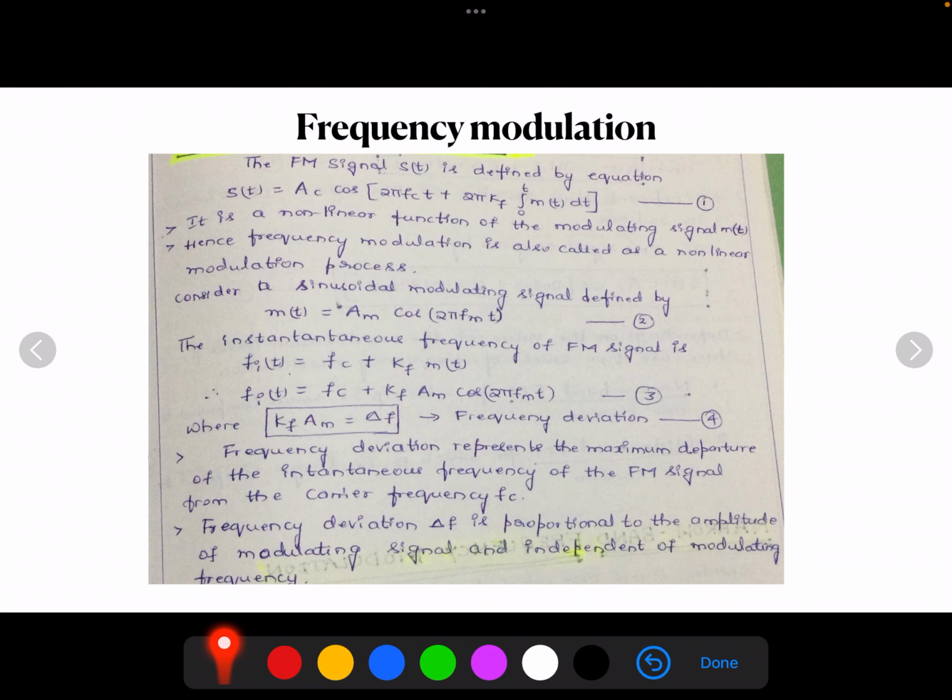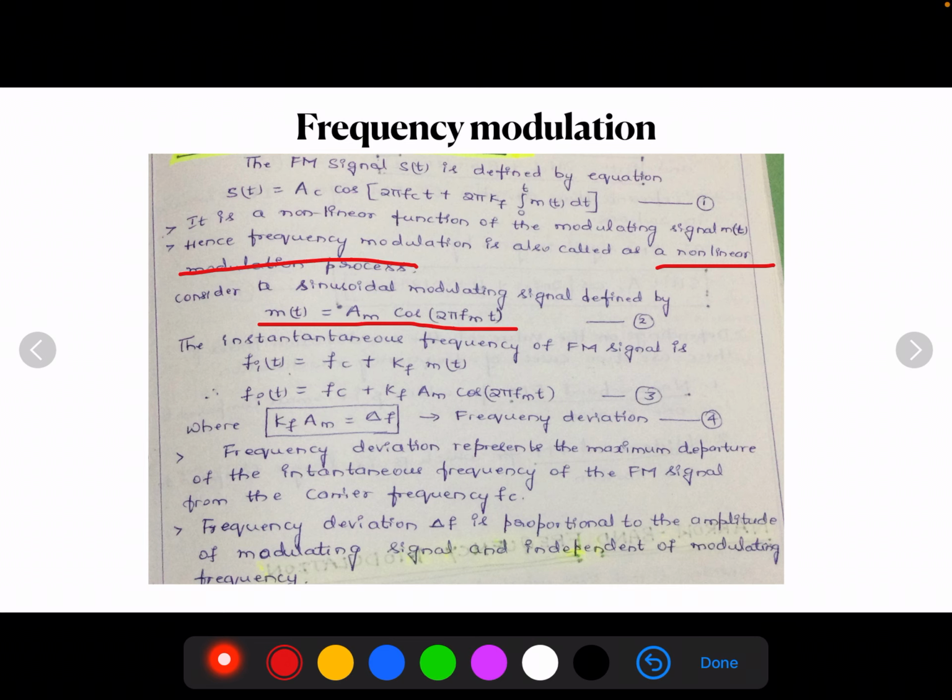So now let us understand what this frequency modulation is. The frequency modulation s of t is given by, as we have just seen, Ac into cos of 2 pi fc t plus 2 pi kf into integral 0 to t m of t into dt. So it is basically a non-linear function of the modulating signal m of t. So we can also call frequency modulation a non-linear modulation process.